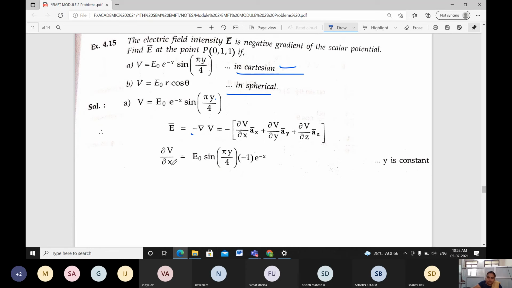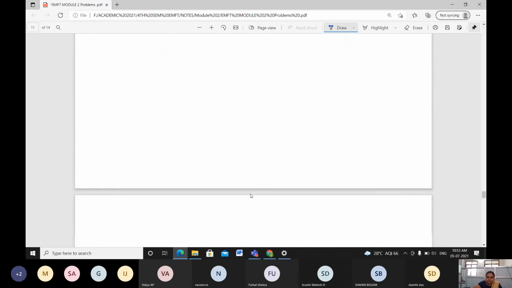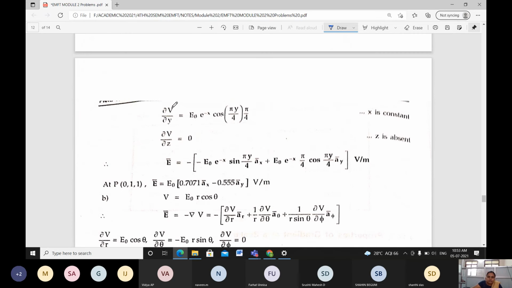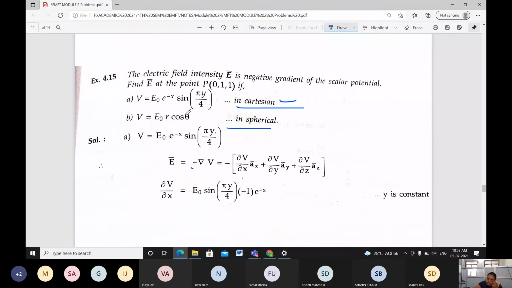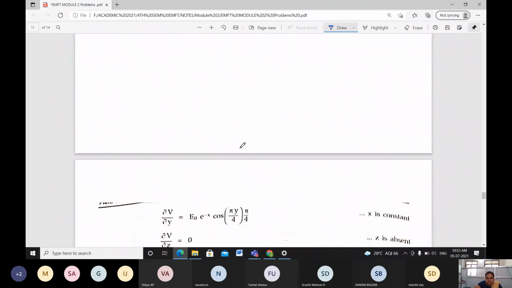Therefore, ∂V/∂x is going to be equal to E0 sin(πy/4) times minus 1 e raised to minus x. E raised to minus x of anything means minus of that. Then ∂V/∂y: x is a constant, therefore instead of sine, you will get cos. Right? Differentiation of sine is cos.